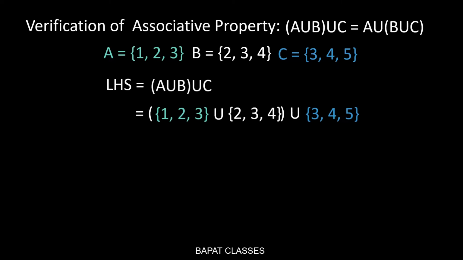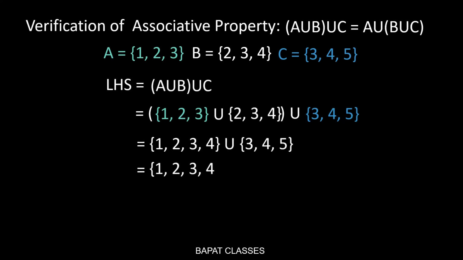Therefore, LHS is equal to {1, 2, 3, 4} union {3, 4, 5}. Now we'll find out union of two sets in last step. Therefore, LHS is equal to {1, 2, 3, 4, 5}.